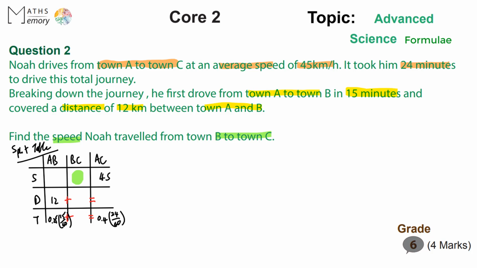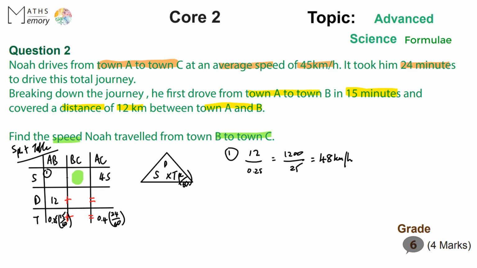Let's remind ourselves of our triangle. Our triangle is SDT, by the way, and this is x over 60. Okay, so to find out this bit, let's call it number 1. This speed will be distance divided by time. So 12 divided by 0.25. Let's multiply the bottom by 100 and the top by 100 to make the decimal into a whole number. 1200 divided by 25. Non-calculator, do this bus stop method. We won't do it now. 48 kilometers per hour. So that's 48 over here.